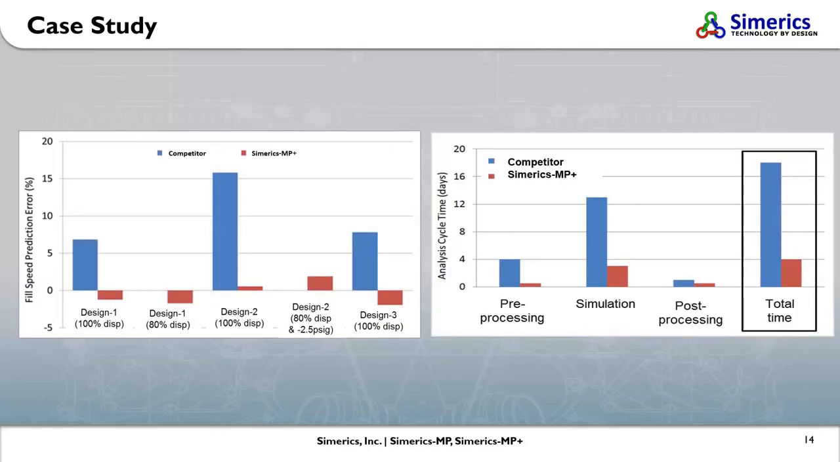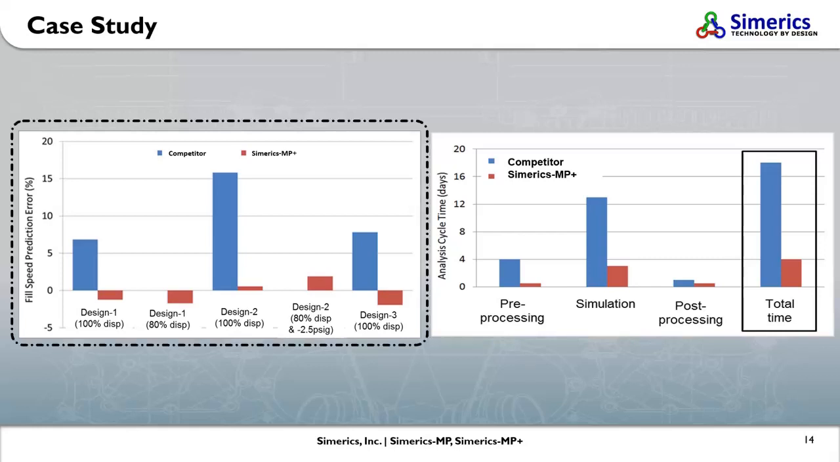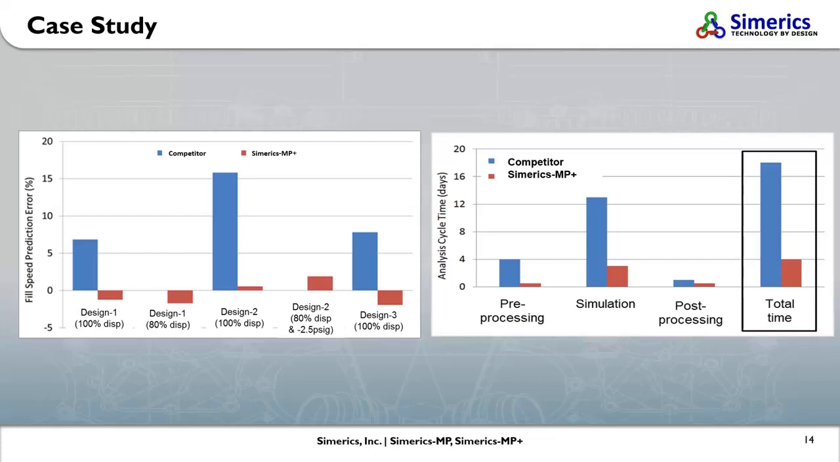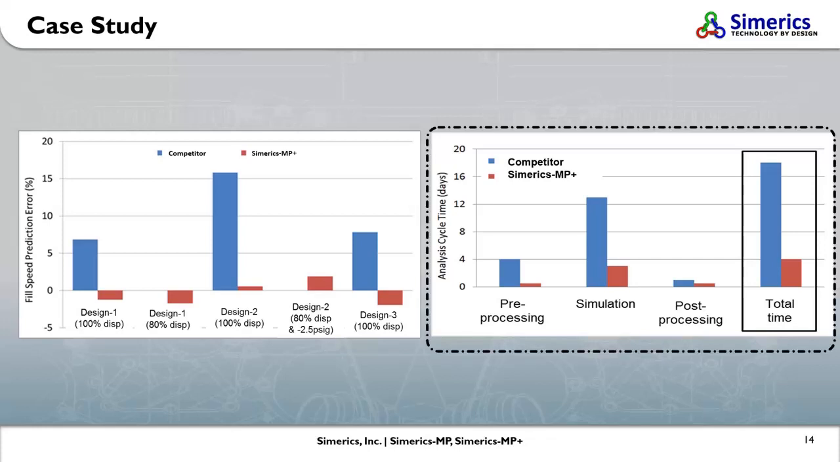Not only did Simerics MP+ yield better results, it also outperformed the competition in every other metric. This comparison was performed by a customer who was looking for a more efficient and more accurate simulation tool to keep up with their design processes. Comparisons of simulation accuracy across 5 different cases were recorded on the left chart, while comparisons of simulation setup time, mesh time, run time, and post-processing time were recorded on the right. This level of dominance by Simerics MP+ in competitive benchmarks is typical.